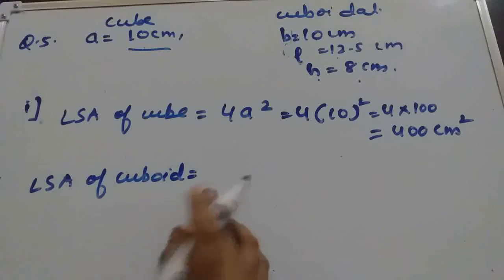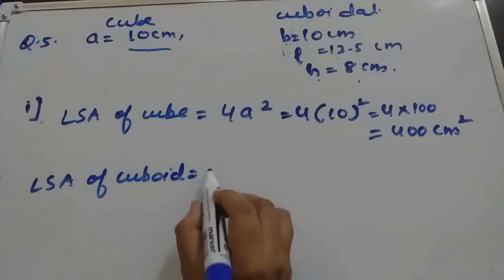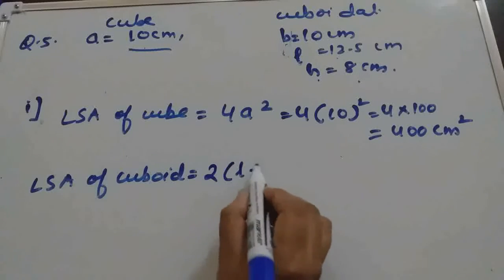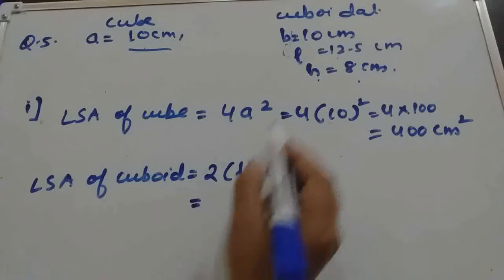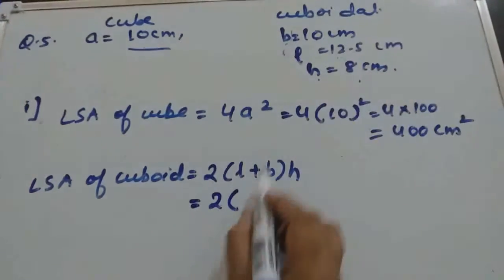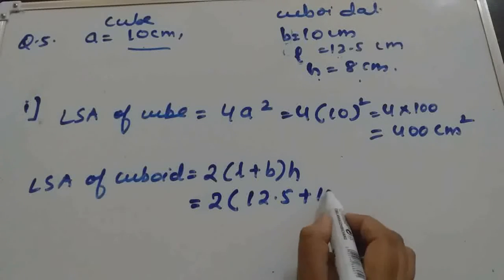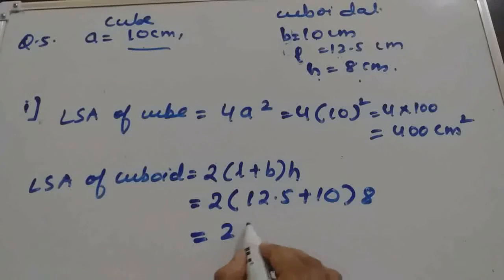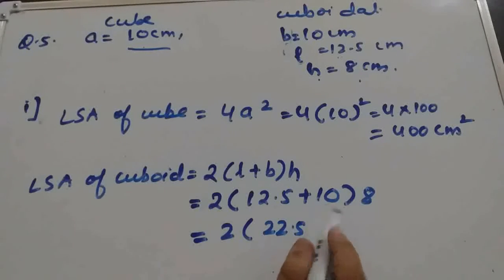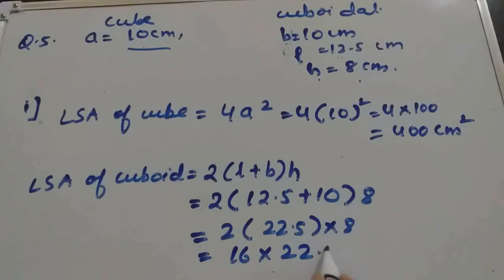So what is the LSA? See, the 2LB part won't come, isn't it? So what is the LSA formula here? 2(L plus B) into H you can write. Now all the dimensions are given to you. Just put these values in this. L is 12.5, B is 10, H is 8. So 2 into 22.5 into 8, that is 16 into 22.5. That will give the answer as 360.